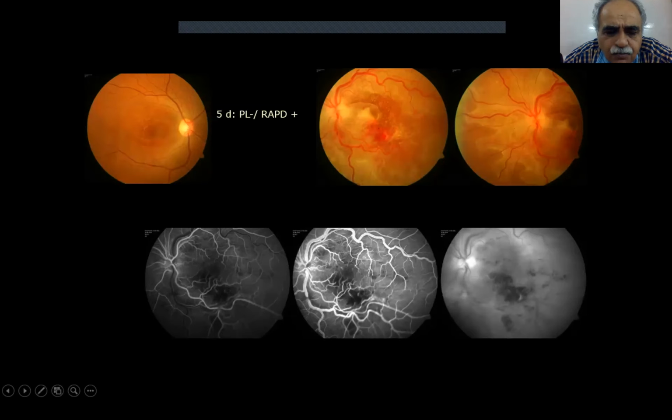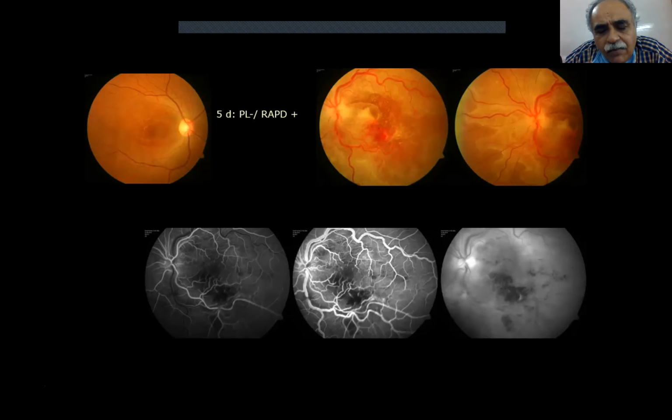And these hypofluorescent spots actually imply that there is some amount of retinal ischemia also, but it could also represent these hemorrhages which are lying here. What is important to remember is the moment you see this fundus, you know this is not optic neuritis. Optic neuritis never involves the retina. Optic neuritis is an optic nerve inflammation.